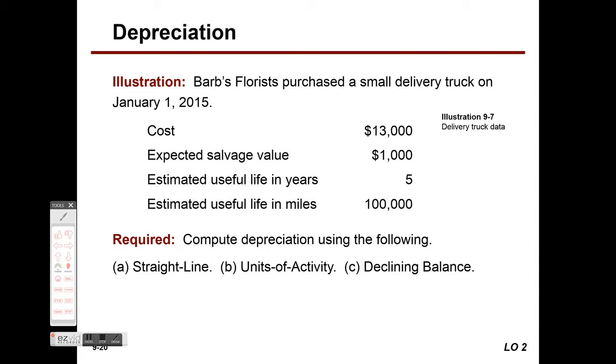All right. So to be sure, each of these, this $1,000 expected salvage value, is an estimate. There's no possible way you can know exactly what something's going to be worth 5 years into the future. This 5 years is also an estimate. There's no possible way you can know that a vehicle will last exactly 5 years. That's an estimate. And this 100,000 miles, again, an estimate. It could last less, it could last more, depending upon what you do with it and other factors.